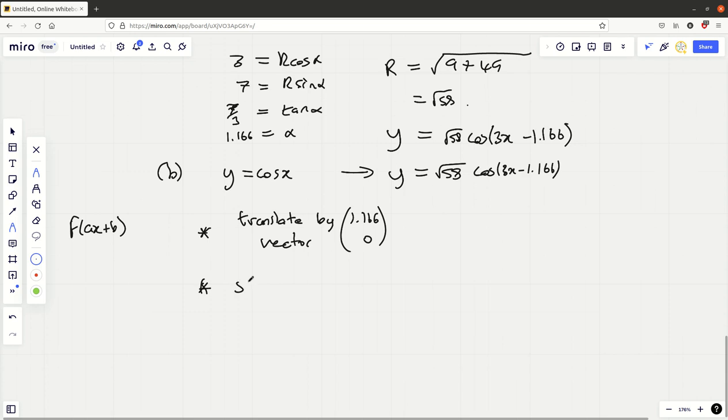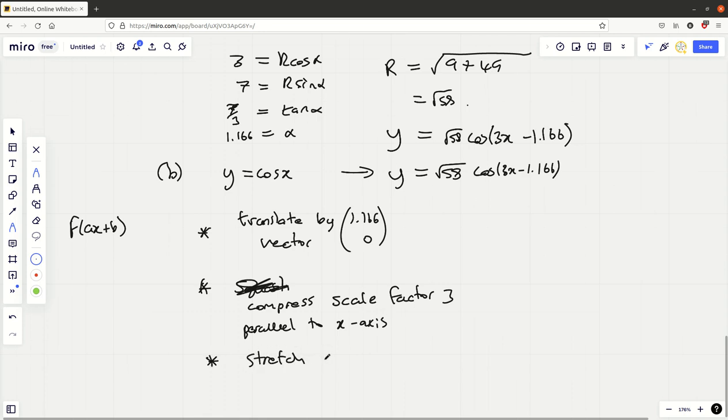Then we want to squash, or should we use the proper word, compress, scale factor 3 in the x direction, parallel to the x-axis. And finally, stretch, and this one could happen at any point actually, it's independent of the other two, by root 58 in the y direction. I should say by scale factor there. Apologies for my terrible handwriting. Stretch by scale factor root 58 in the y direction. And that should be fine.